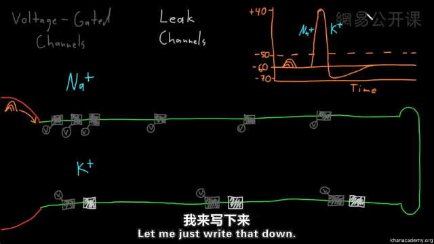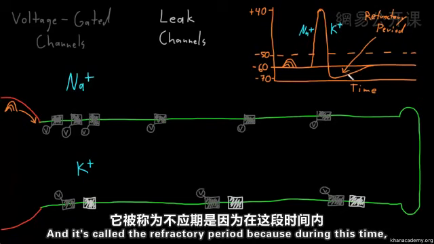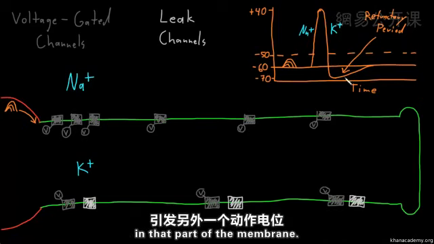Let me just write that down. Refractory period. Right there. And it's called the refractory period because during this time it's difficult or impossible to trigger another action potential in that part of the membrane.